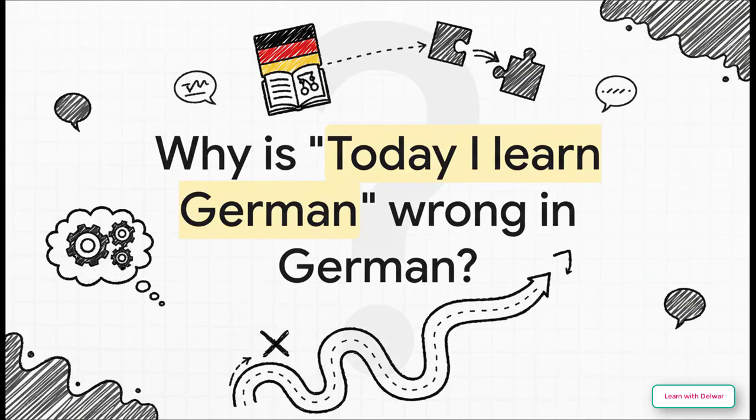So let's kick things off with a classic puzzle that trips up just about everyone who's starting out. You want to say, "today I learned German." A word-for-word translation feels like it should work, but in German, it's just wrong. And the reason why gets us to the very heart of how this language is built.